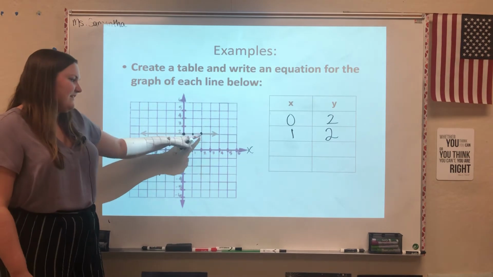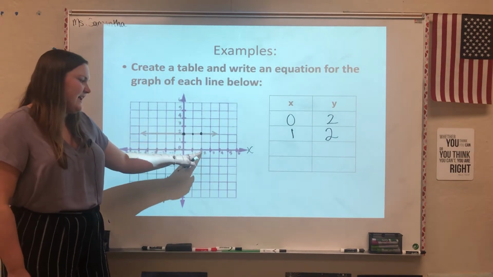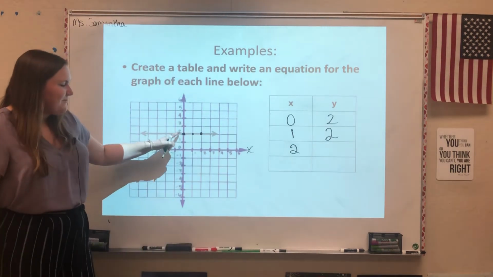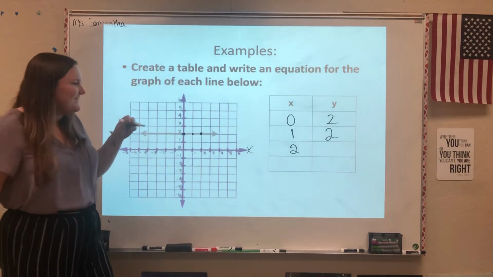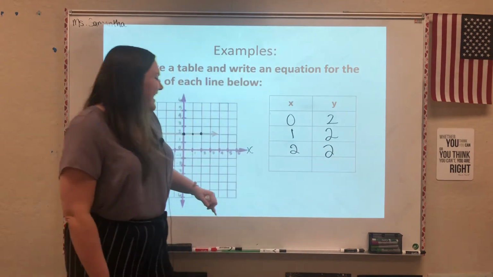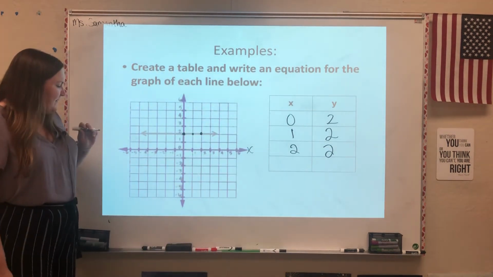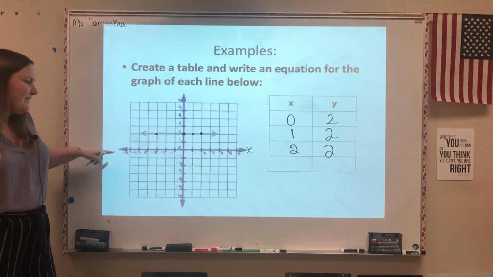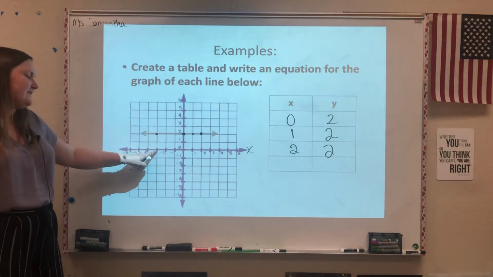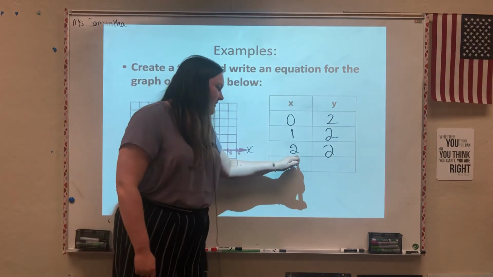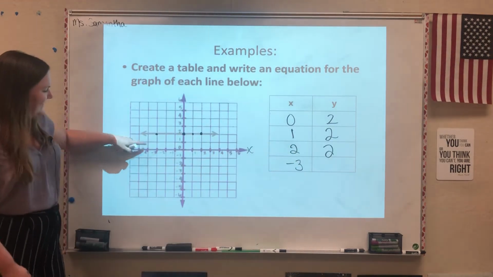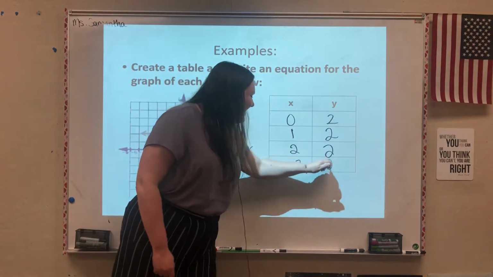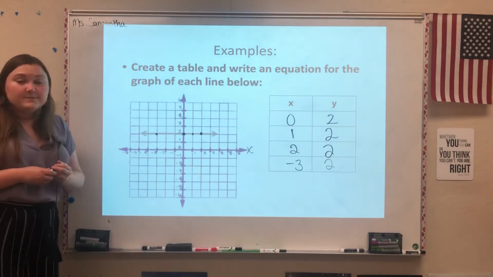The x-coordinate of this point is the number 2. And then the y-coordinate of that point, same thing as all those other ones, it's going to be 2. You can pick any point on the line. Maybe let me pick one over here. I'm going to pick this one. The x-coordinate for that point is -3. And that y-coordinate is going to be same as all the other ones. We get 2.